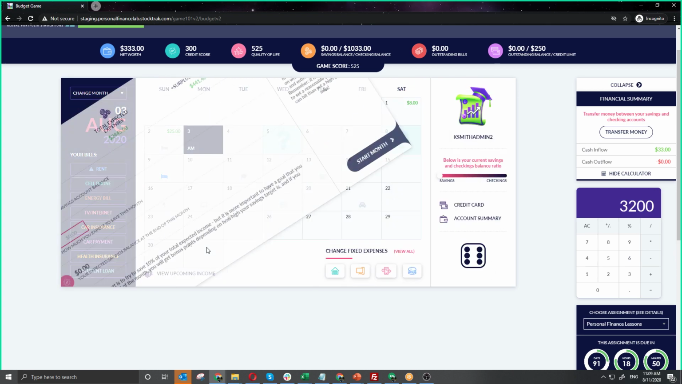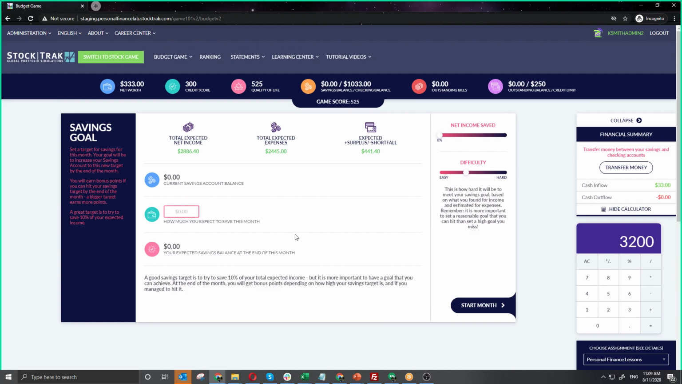And then finally, they need to sit down and write down a savings goal. They see how much income they're expected to make, they see what their expenses are going to be, they see their expected surplus or shortfall, and we tell them you need to set a savings goal. As I said before, we use a pay-yourself-first model, which means that your savings goal should be 10% of your income. You just see your expected surplus or shortfall so you understand how easy or hard it's going to be to actually hit that.